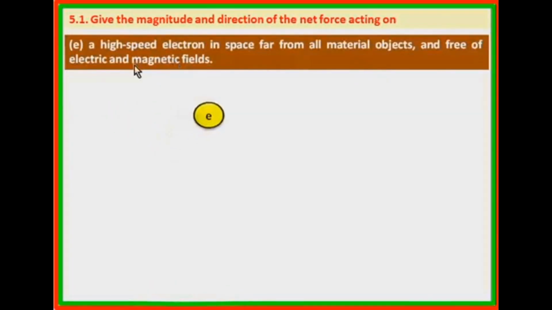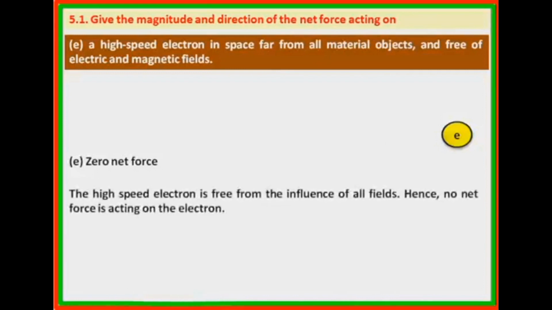Now we are considering an electron in a free field, which means that it's not going to be affected by any other forces like electrostatic force of attraction or a magnetic field. So it is obvious that the net force acting on the electron is also zero.